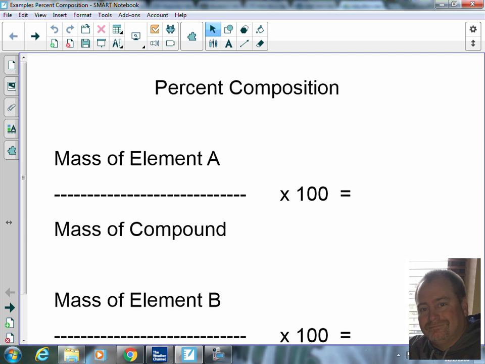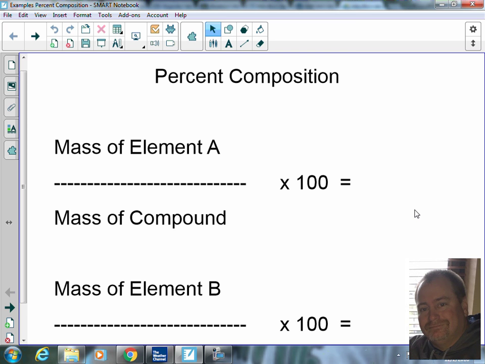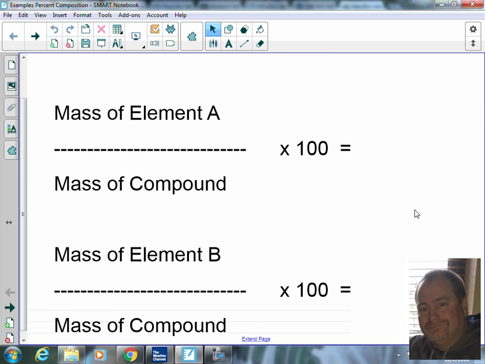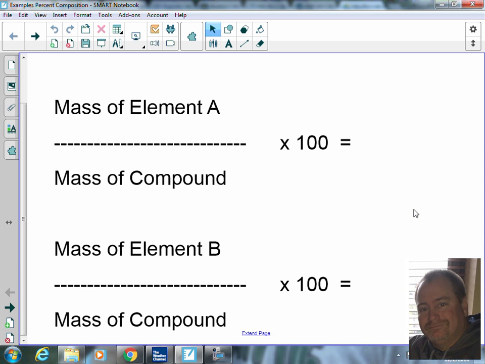But the first thing you need to do is get this down about the percent comp and how to calculate it. I'll give you a second to write these down.